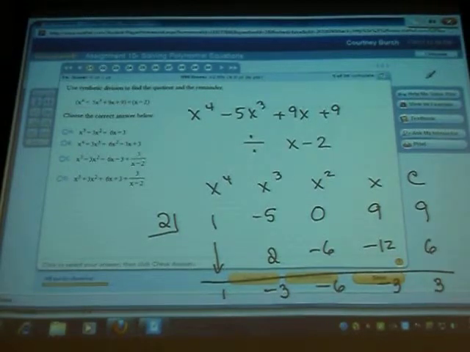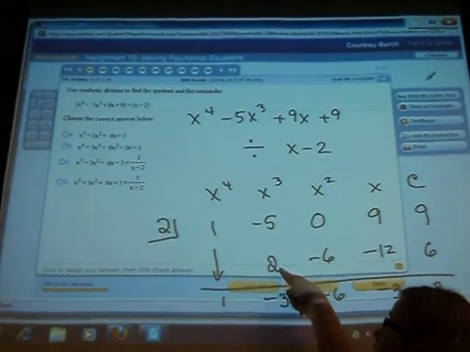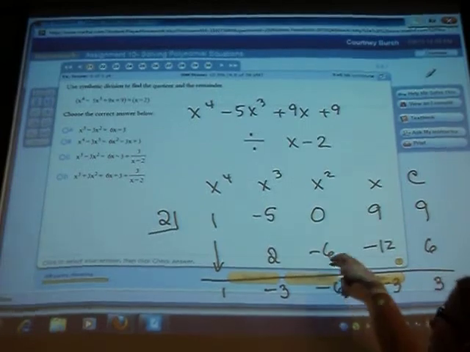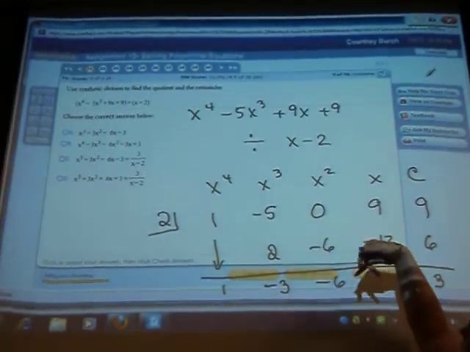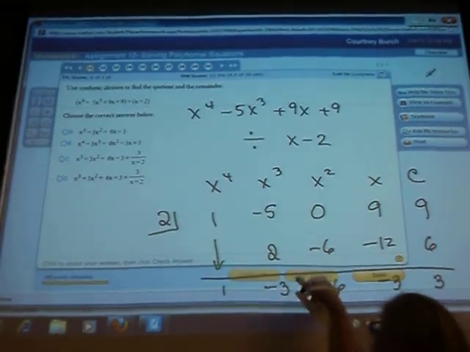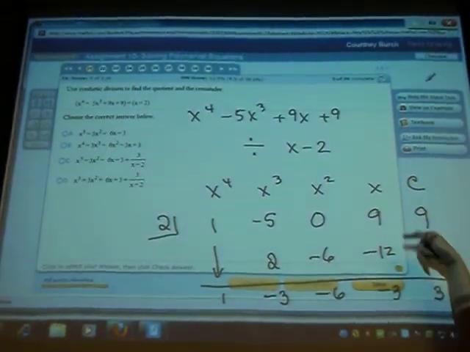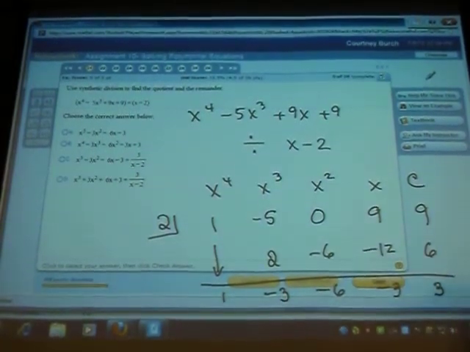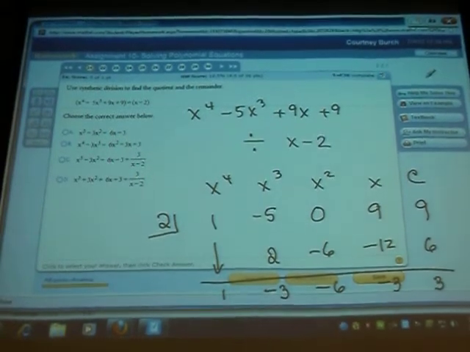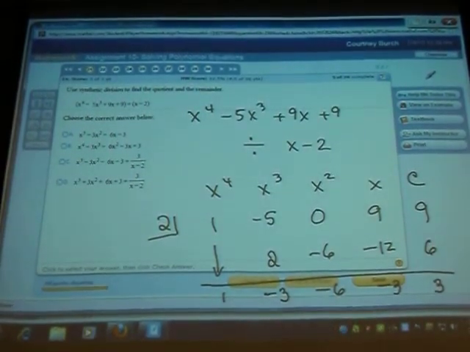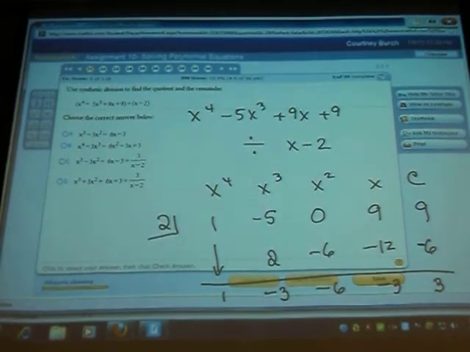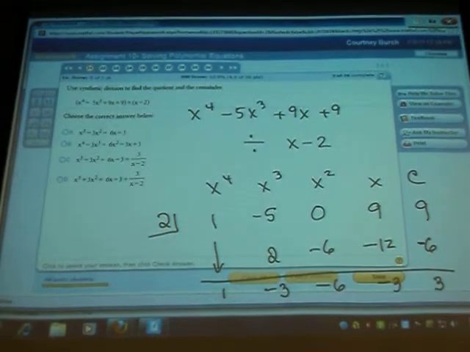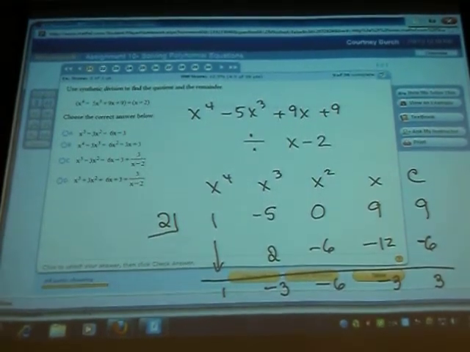So I bring down my 1 first. Then 2 times 1 is 2. Negative 5 plus 2 is negative 3. 2 times negative 3 is negative 6. 0 plus negative 6 is negative 6. 2 times negative 6 is negative 12. 9 plus negative 12 is negative 3. And then 2 times negative 3 is negative 6. I just didn't write down the negative. 9 plus negative 6 is positive 3. So I had the right answer. My remainder is 3.